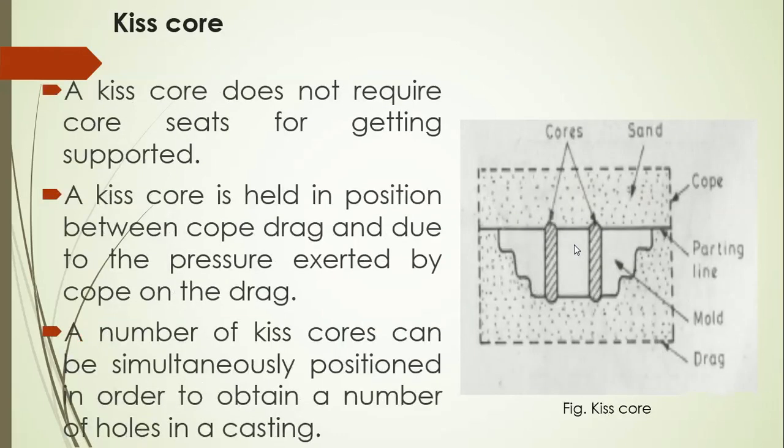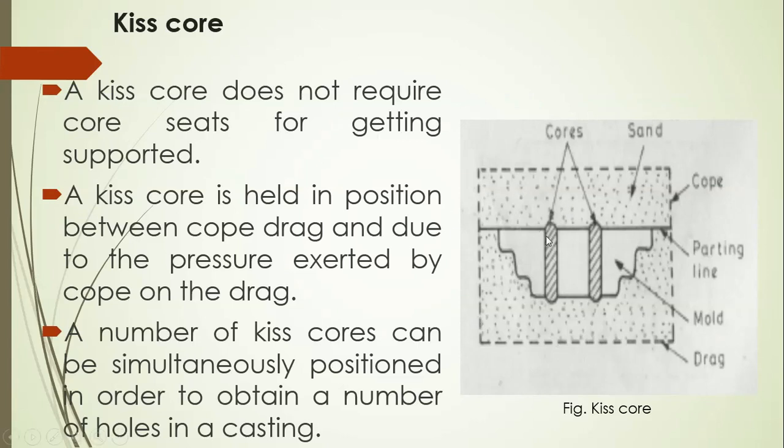Now next one is a kiss core. You can see here this core is touching the cope as well as the drag. You can see here two cores are placed side by side, and these cores are touching this cope portion as well as drag portion. That's why this core is called a kiss core.